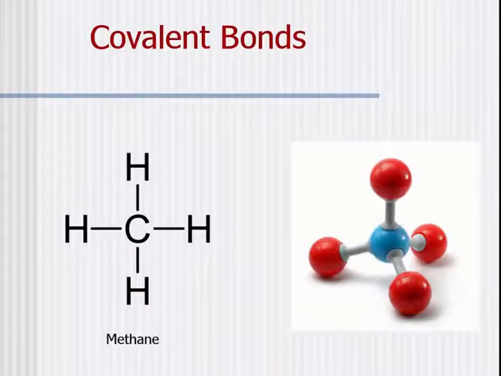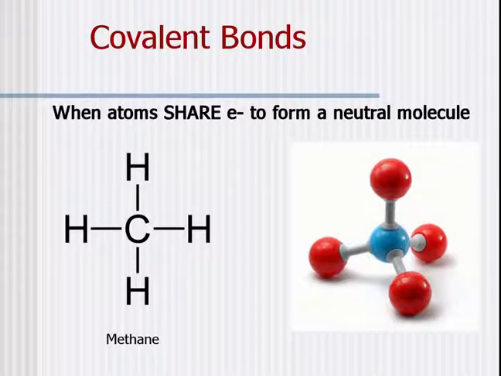Okay, in contrast to ionic bonds where the electrons are actually taken or given away, in covalent bonds, the atoms share the electrons to form a neutral molecule. So carbon and hydrogen are good examples of atoms that tend to share electrons. The carbon is sharing an electron with hydrogen and it shares 4 times, so it needs 4 different hydrogens to make itself balanced.